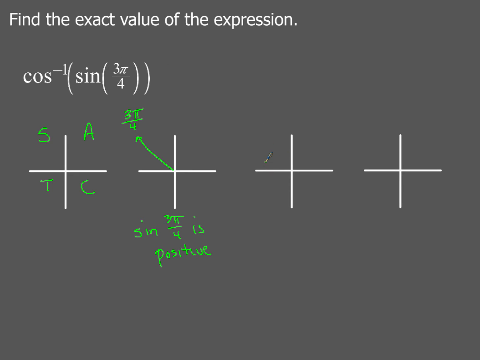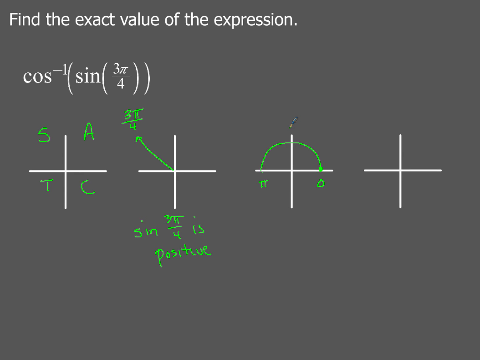Now the domain restriction for arc cosine, so remember it, and I'm going to go ahead and draw half this unit circle right here, is going to be between 0 and pi. So again, going back to ASTC, I'm going to use this to help me figure out which one of these two quadrants, either quadrant 1 or quadrant 2, my final answer is going to be in.